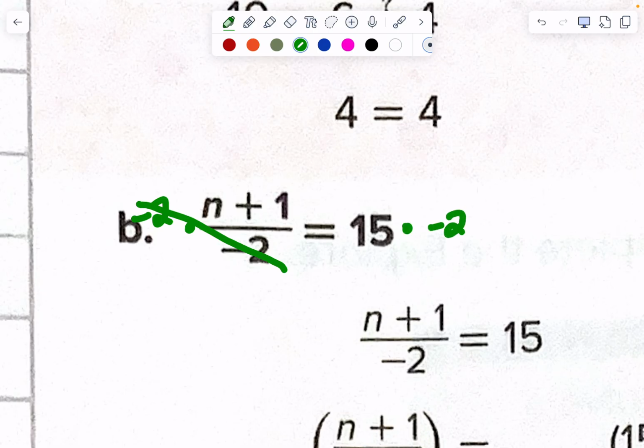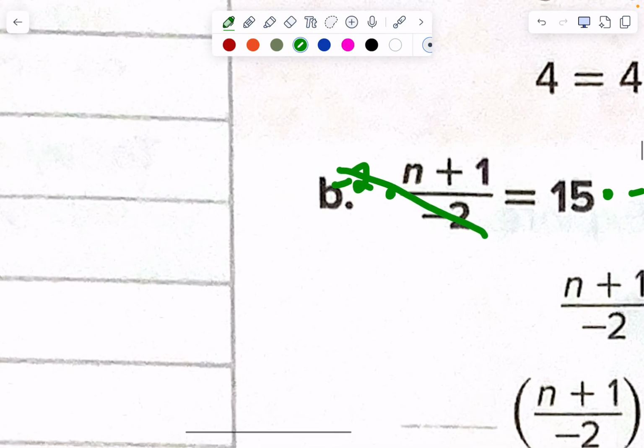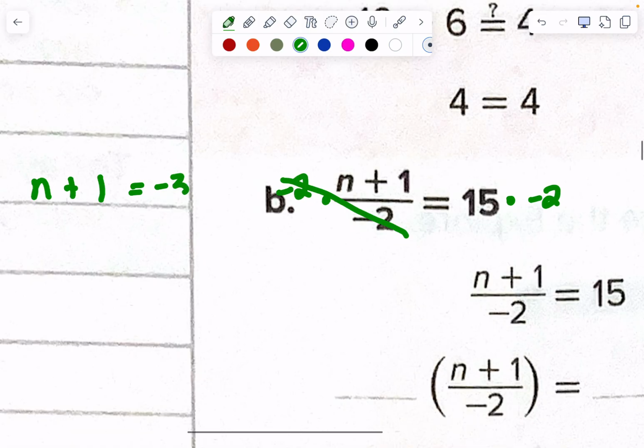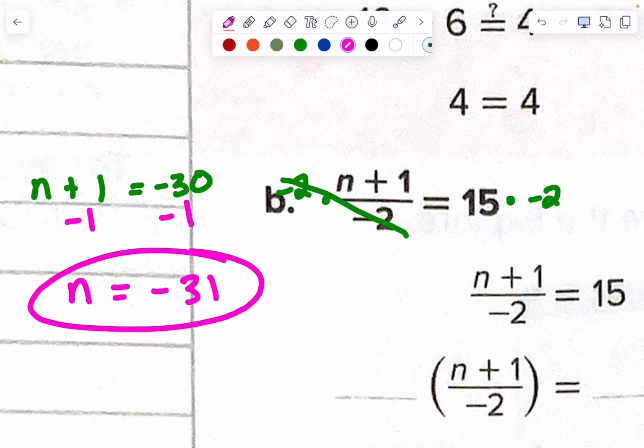Times negative 2. So I've got n plus 1 is just chilling. And 15 times negative 2 is negative 30. And then I'm going to subtract the 1. So n is equal to negative 31. Okay? Do you see how that works?